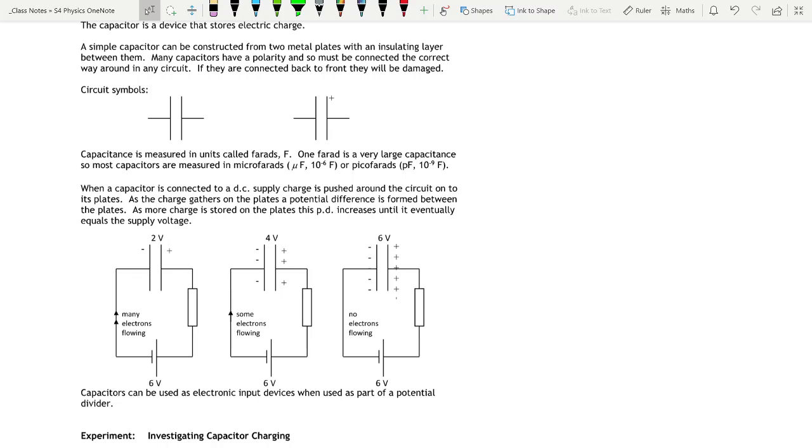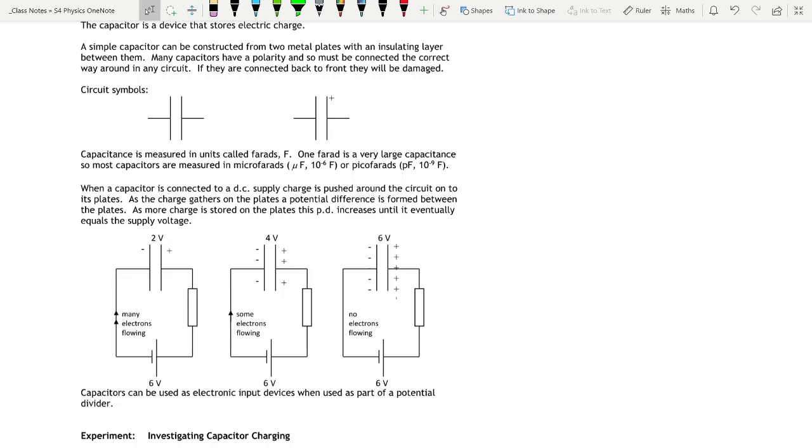Capacitance is measured in farads, capital F, but a farad is huge, so usually you see them being measured in microfarads or even picofarads. So micro, remember, is times 10 to the minus 6, and pico is times 10 to the minus 9.